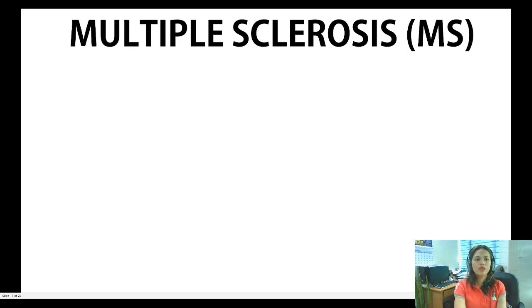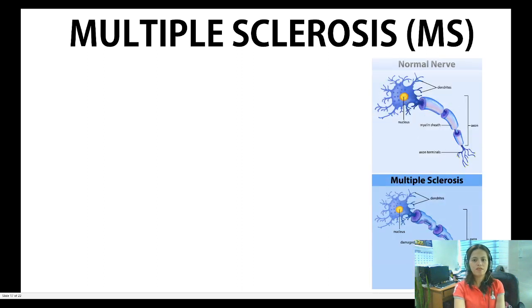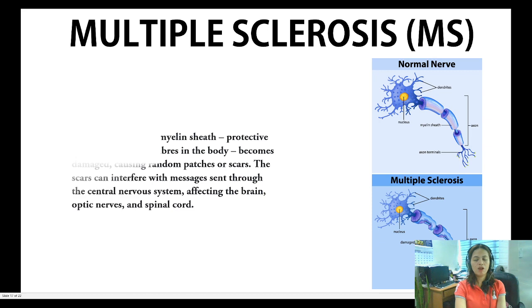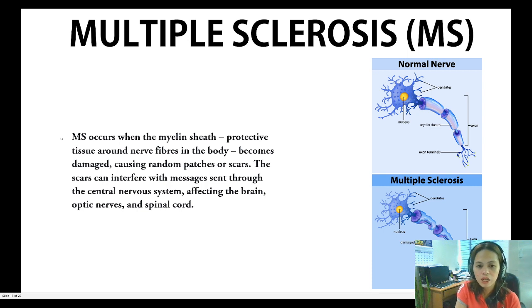We also have here a physical disability called multiple sclerosis or MS. So what is MS? It occurs when the myelin sheath, the protective tissue around nerve fibers in the body, becomes damaged, causing random patches or scars. The scars can interfere with messages sent through the central nervous system, affecting the brain, optic nerves, and the spinal cord.